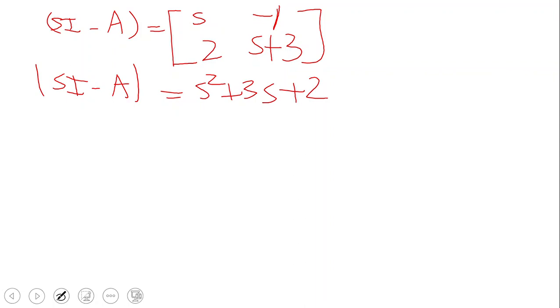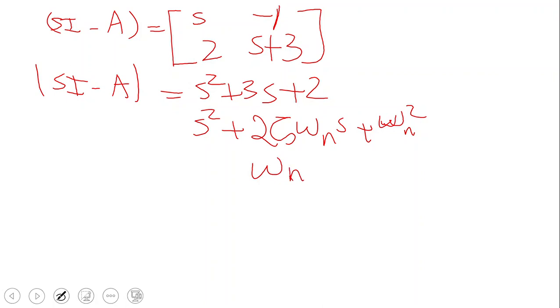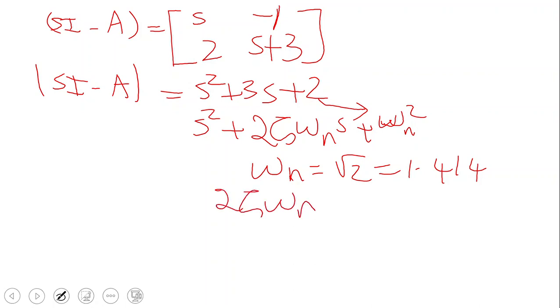If you compare this with the characteristic equation of a second order system, s square plus 2 zeta omega n s plus omega n square, am I right? Therefore, what is omega n? Omega n square is 2, therefore omega n is root 2, which is about 1.414. And 2 zeta omega n is equal to 3.